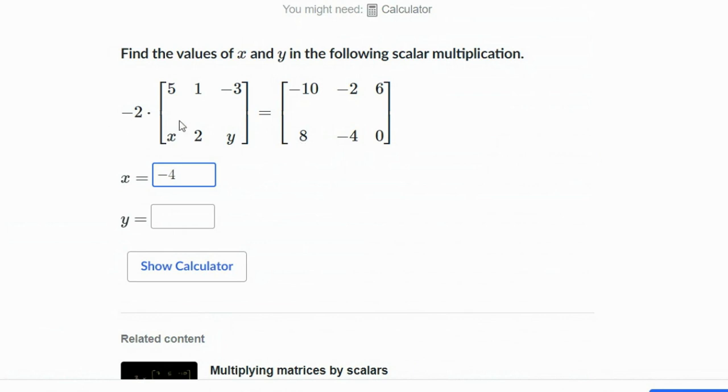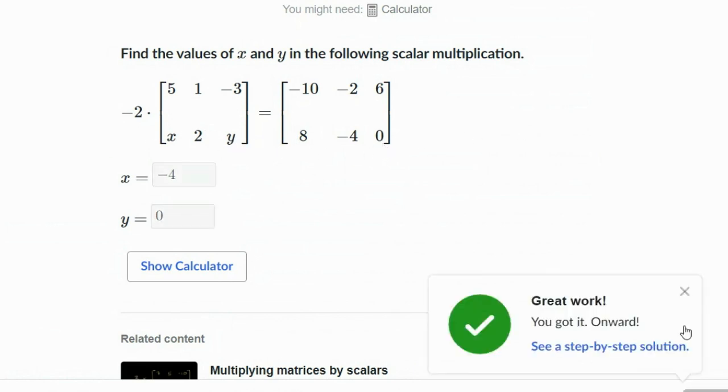What about negative 2 times y equals 0? Well, the only thing y could possibly be, if we multiply it by any number and end up with 0, is y has to be 0. Negative 2 times 0 is 0. Anything times 0 is 0.